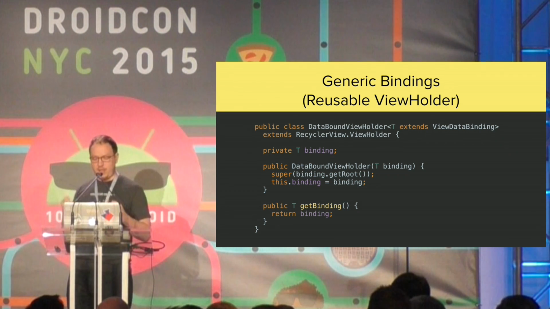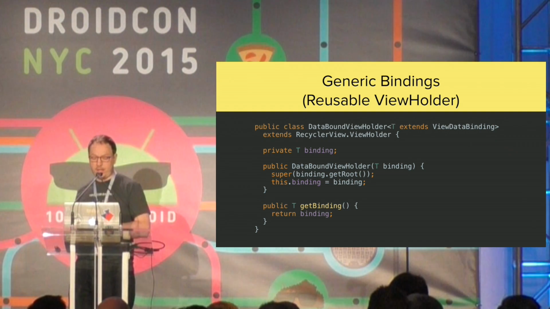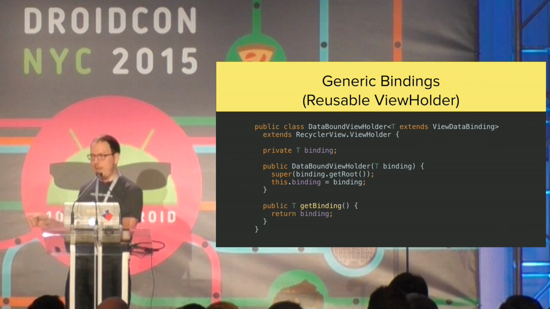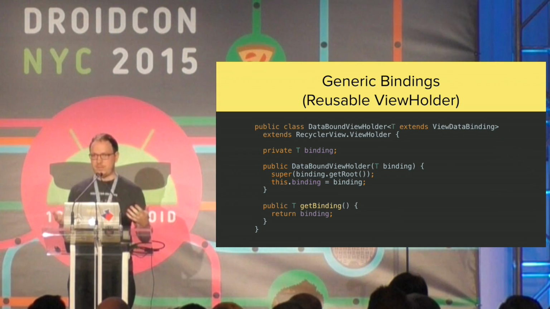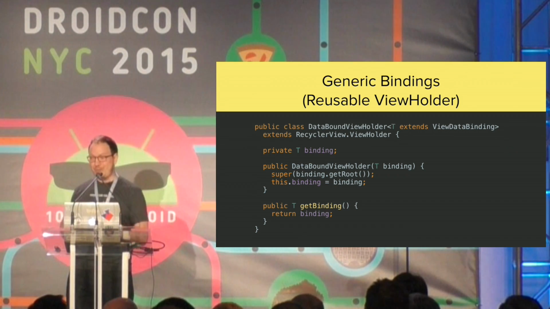Basically, it says, I have this type parameter which extends from the view data binding, so it could be activity main binding, and then create an instance of it in my onCreate view holder method, and then in my onBind view holder method, I just get the binding and bind the variables. And logically, it just makes a lot of sense. I mean, you're binding in your onBind view holder and you're using data binding.